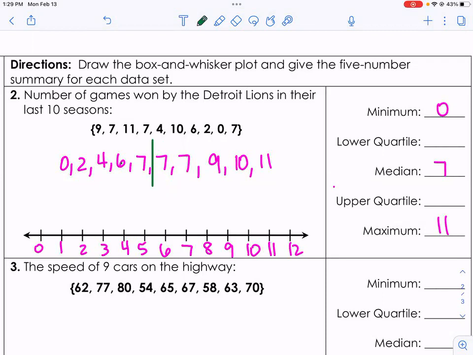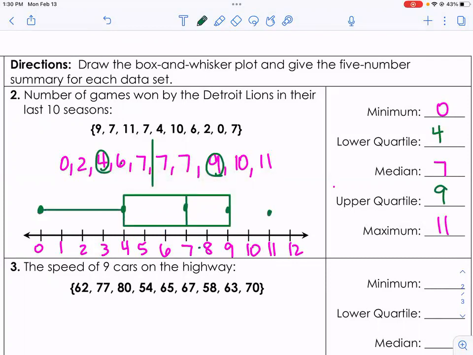Oh, okay. So then 7 is our median, and then 4 is our lower quartile, and 9 is our upper quartile. So 0, 4, 7, 9, 11 is our 5-number summary. Which whisker is super long compared to the other one? Okay, we are skewed to the left, because of those terrible seasons that they had.